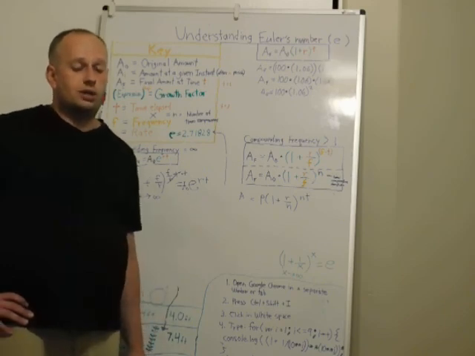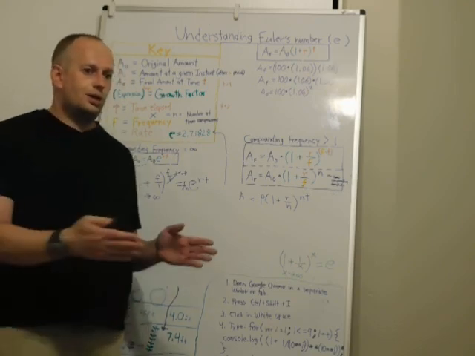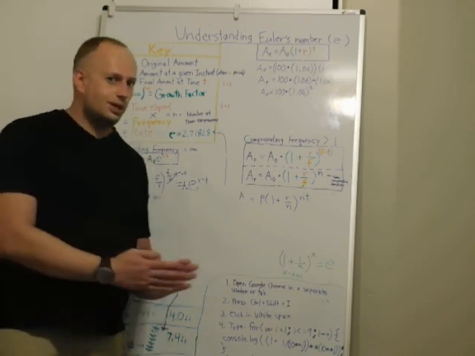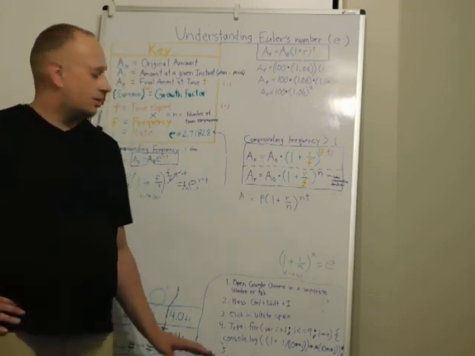That's important in science because things are always changing. And if things are always changing, you can't just say it only changes once a day. It's always changing, all the time. And so that's the concept behind Euler's number.